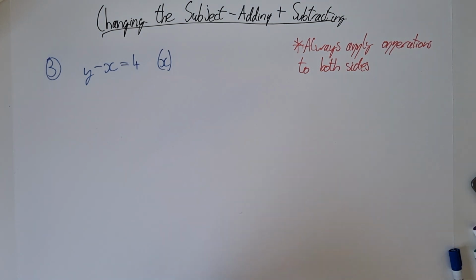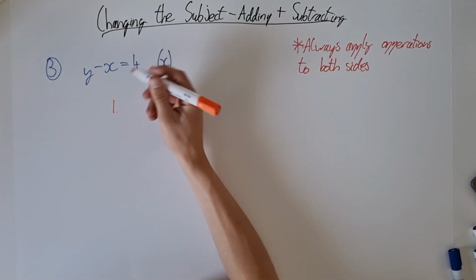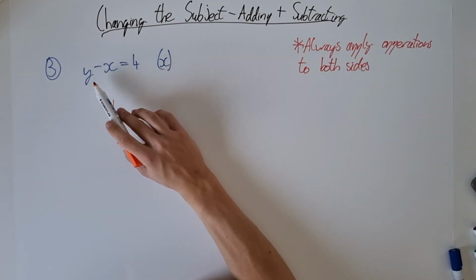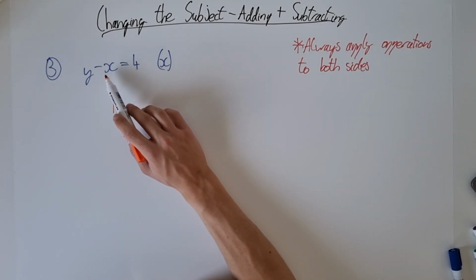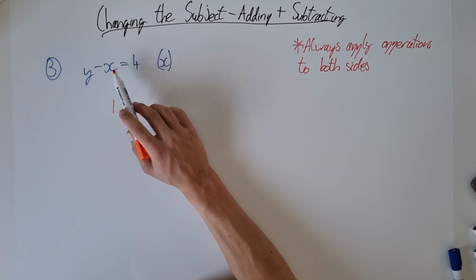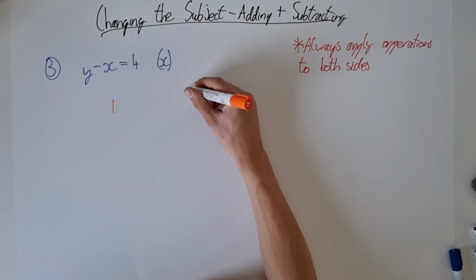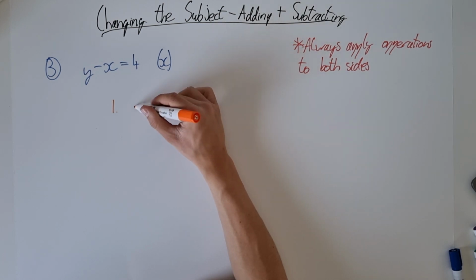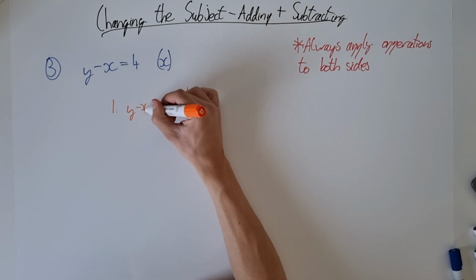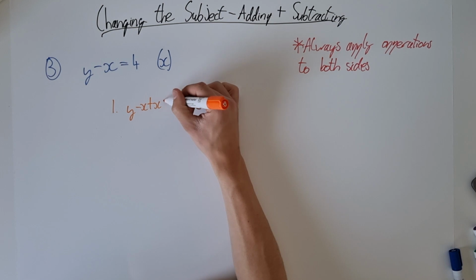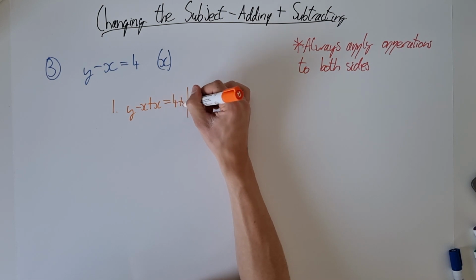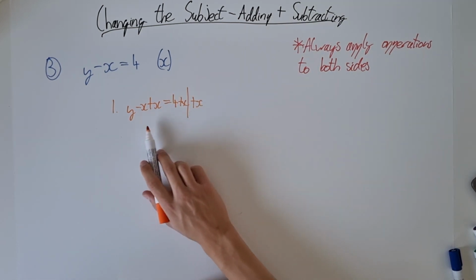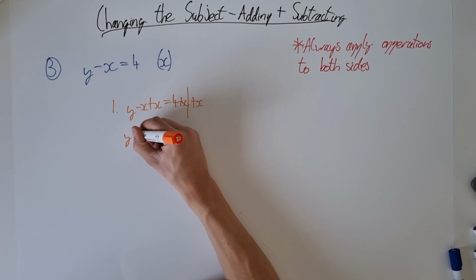So our first method is just to do what we've done. So we have y minus x equals 4. We need to, first of all, make x positive, so we are going to add x to both sides. And when we add x to both sides, that's going to give us y minus x plus x is equal to 4 plus x.